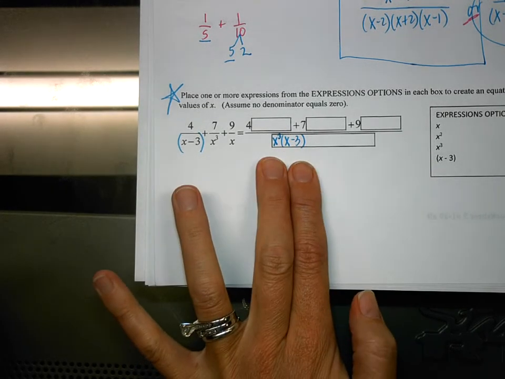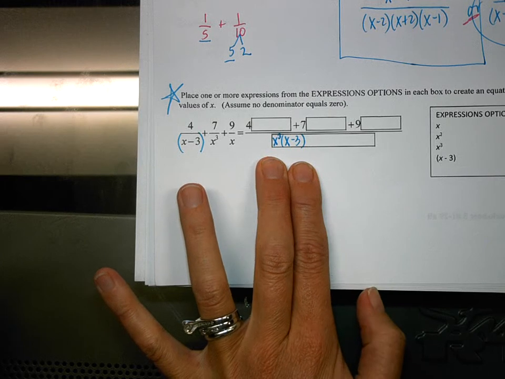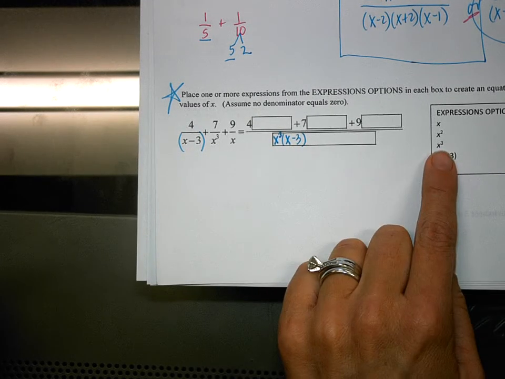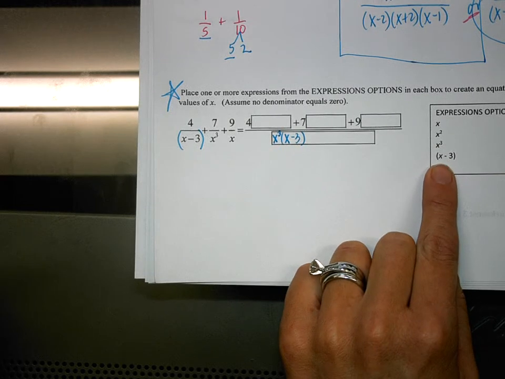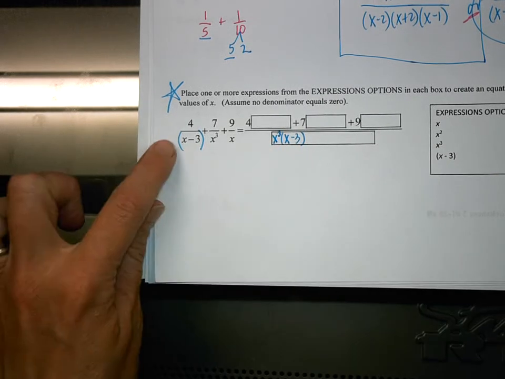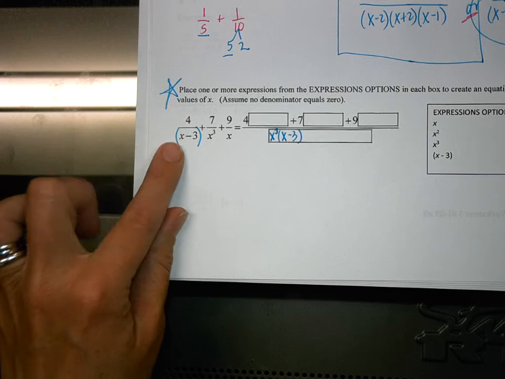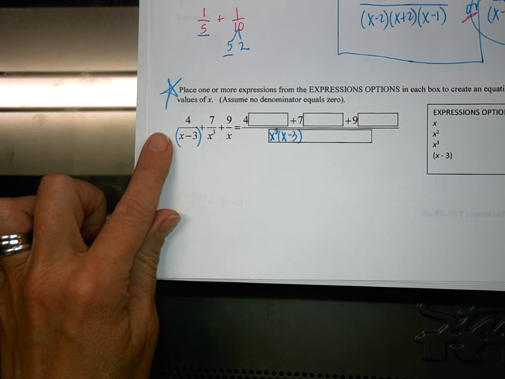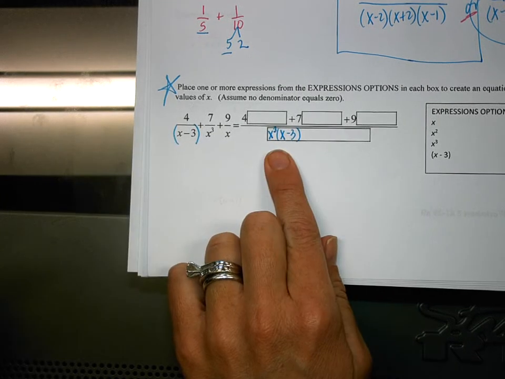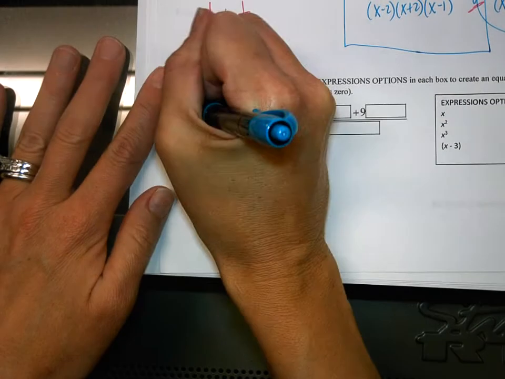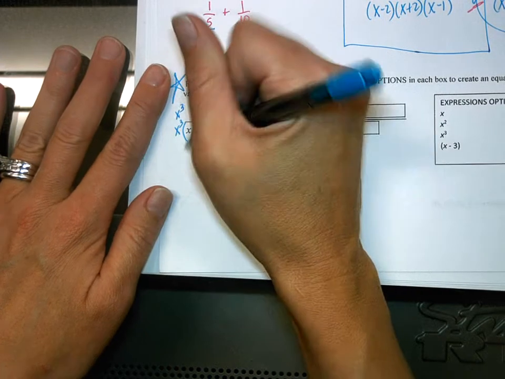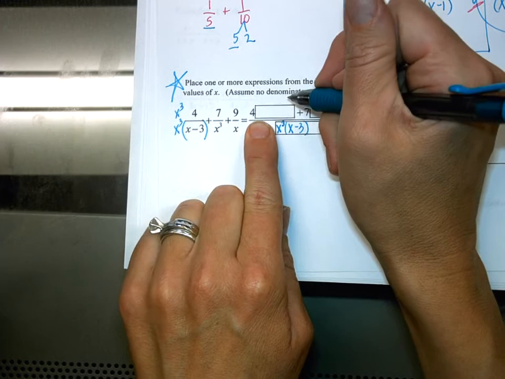X to the third and x minus 3. Notice that these were options I could have used. X to the third and x minus 3. Okay, now, on this first fraction, what am I missing in order to make it x to the third and x minus 3? X to the third. So that means we would be multiplying this top and the bottom by x to the third. So guess what we need right here? X to the third.